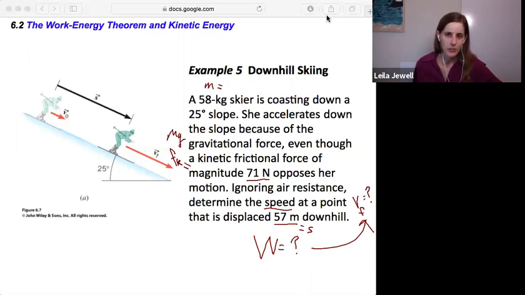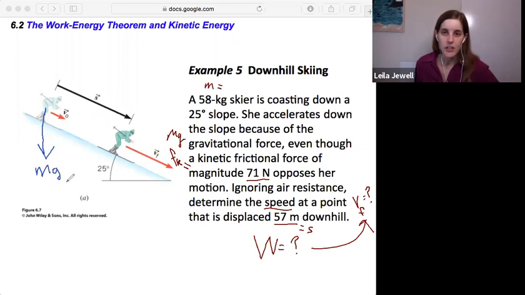In order to do that, we're going to need to identify the forces acting on our skier, right? So what are some of the forces acting on our skier? Well, one is the gravitational force, mg. What direction does the gravitational force act? It acts straight down. So that one's going to be pulling down with a magnitude of mg.